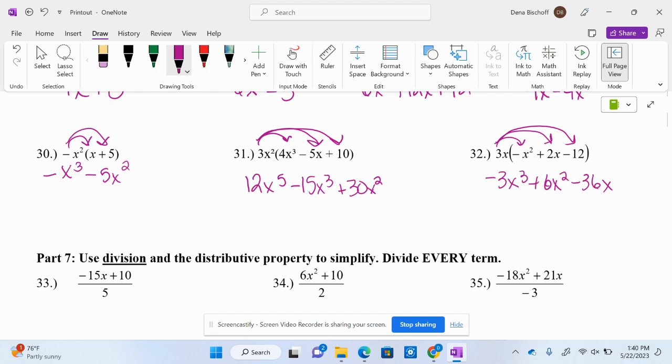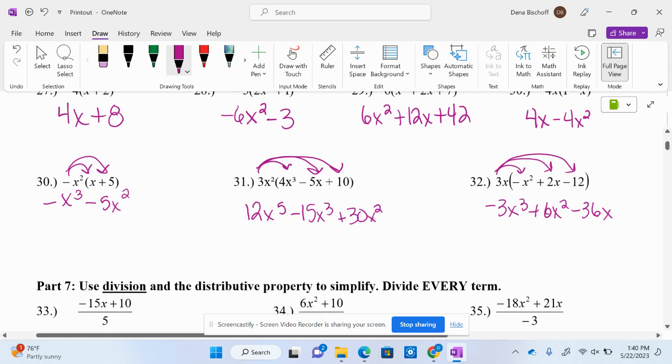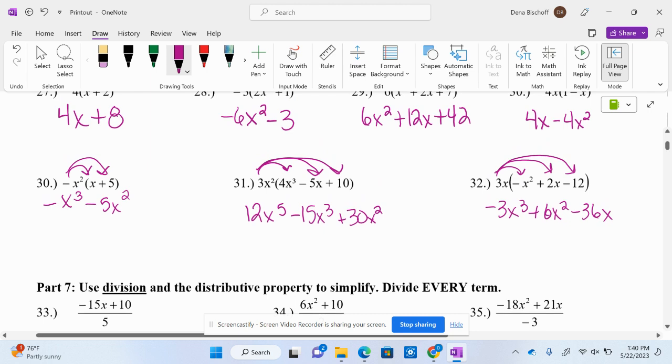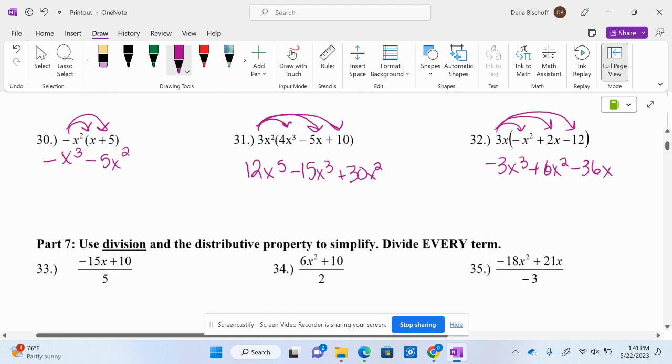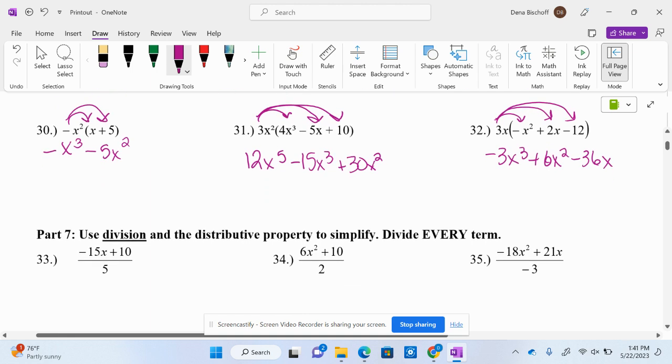Awesome. Dakota, will you jump up there and do an erase real fast? So number 30, negative x cubed minus 5x squared. Number 31, 12x to the 5th minus 15x cubed plus 30x squared. And 32, negative 3x cubed plus 6x squared minus 36x. Number 33, 34, and 35, we are just dividing by a number, right?